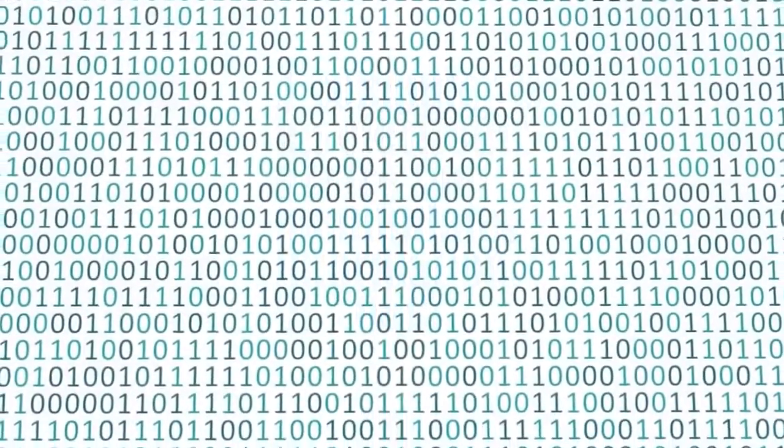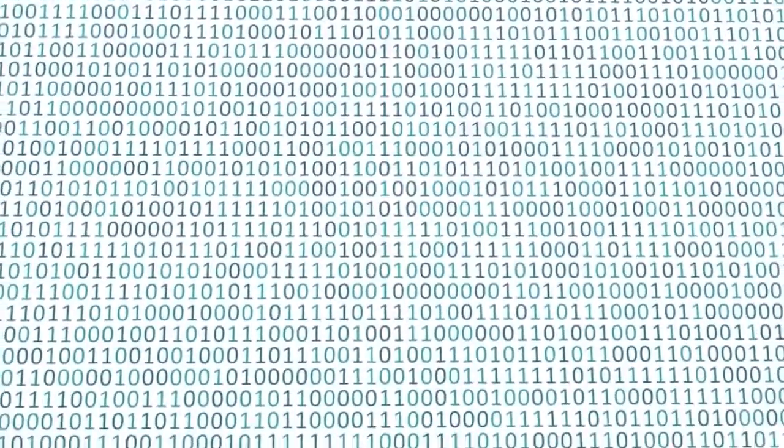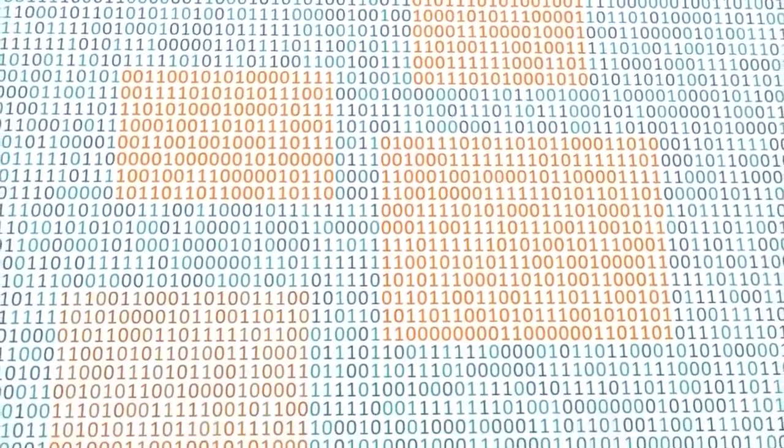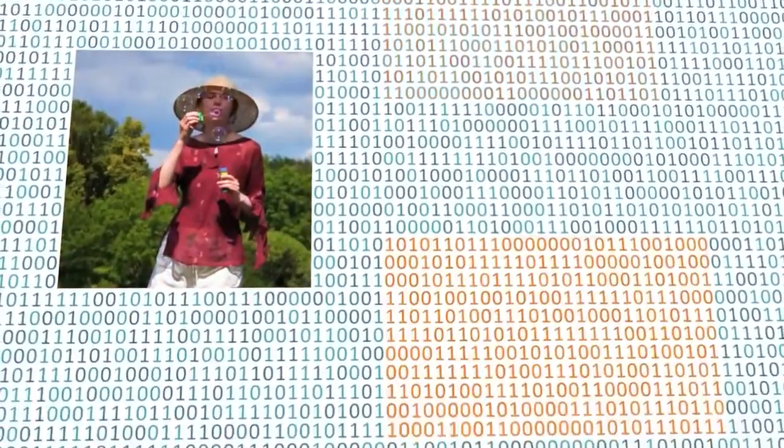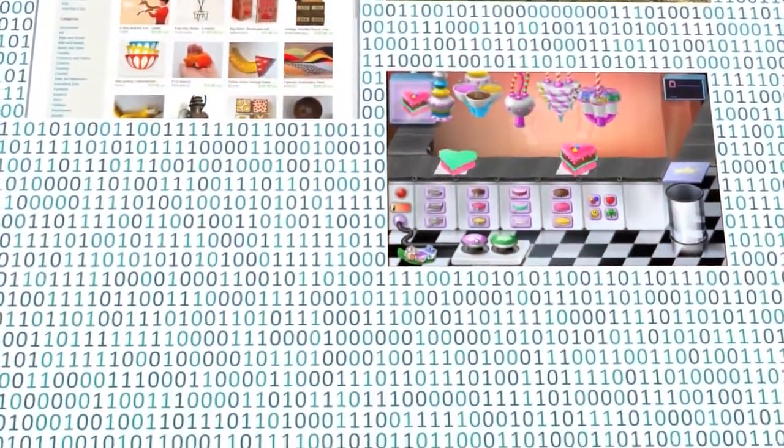The computer sees data as ones and zeros, but it knows how to combine them into more complex things, such as a photograph, a movie, a website, a game, and much more.